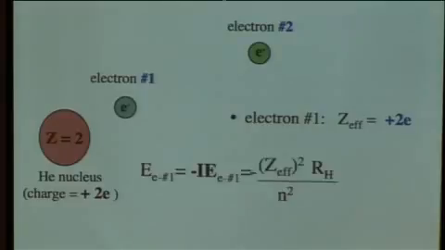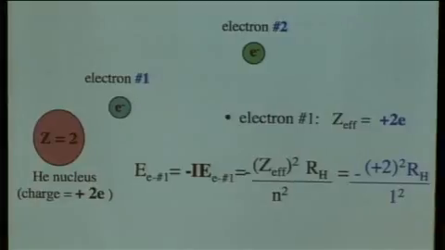Again, we can just plug this into our equation. If we write in our numbers, saying that Z effective is equal to 2, we get -2 squared R_H, all divided again by 1 squared. We're still talking about a 1s orbital here. And if we do that calculation, we find that the binding energy in this case, where we have no shielding, is -8.72 times 10 to the -18 joules.